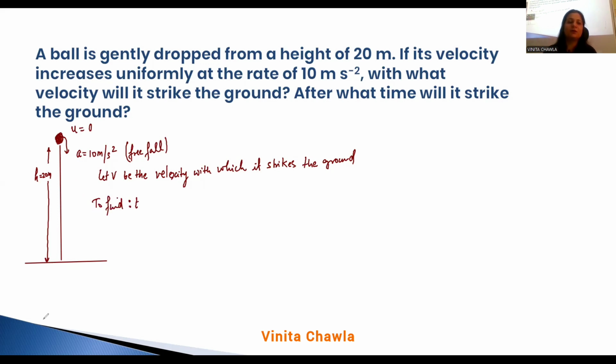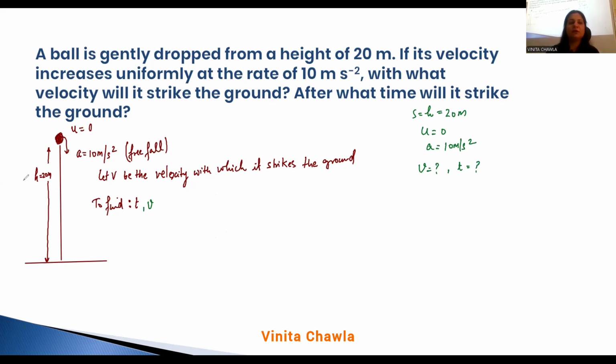So in this question we have S or H, we can say, S is equal to H, height of the building, or what height is given, right? It's 20 meter. U is 0. A is 10 meter per second square. We have to find with what velocity will it strike the ground, and after what time will it strike the ground. We have to find final velocity and time. Okay, so how will we find?